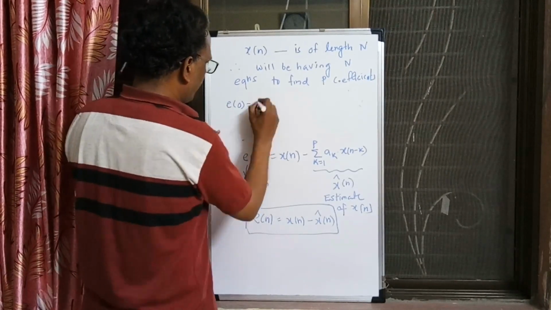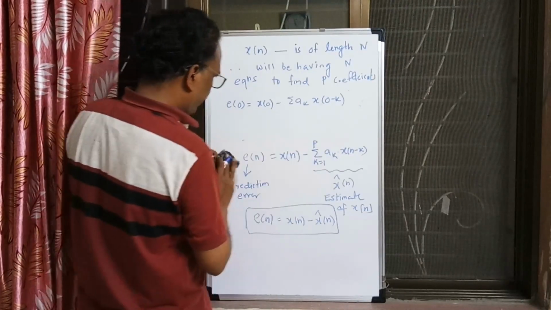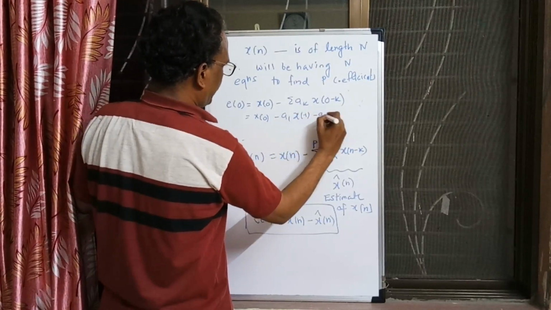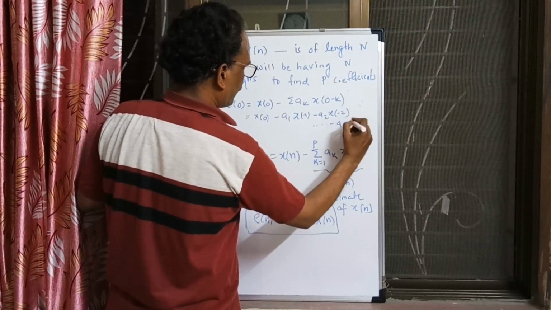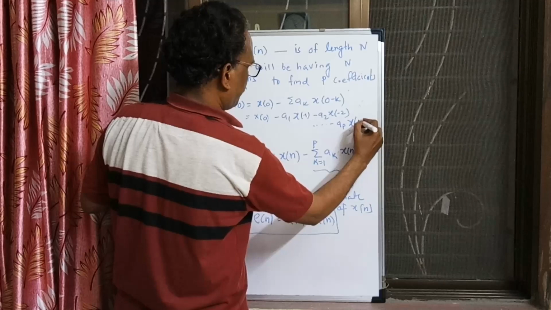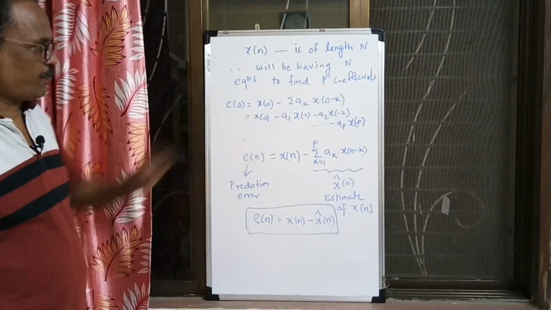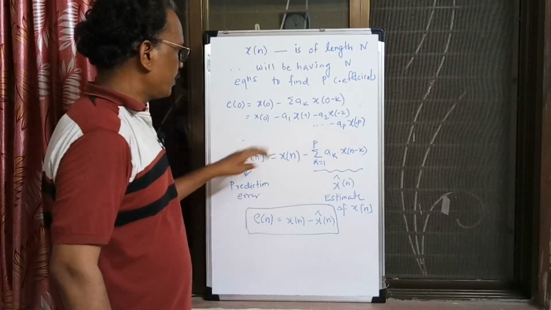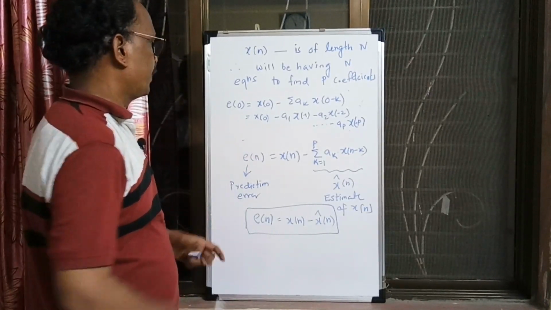You get the first equation. For n equal to 0, it is x0 minus the summation ak x of 0 minus k. If I expand this, it will be x0 minus a1 x of minus 1 minus a2 x of minus 2 and so on, minus ap x of minus p. So all the subscripts of x are negative except the first one. x0 is the current sample, expressed in terms of a linear combination of past p samples, and the next one will be x of minus 1. So this is one equation.